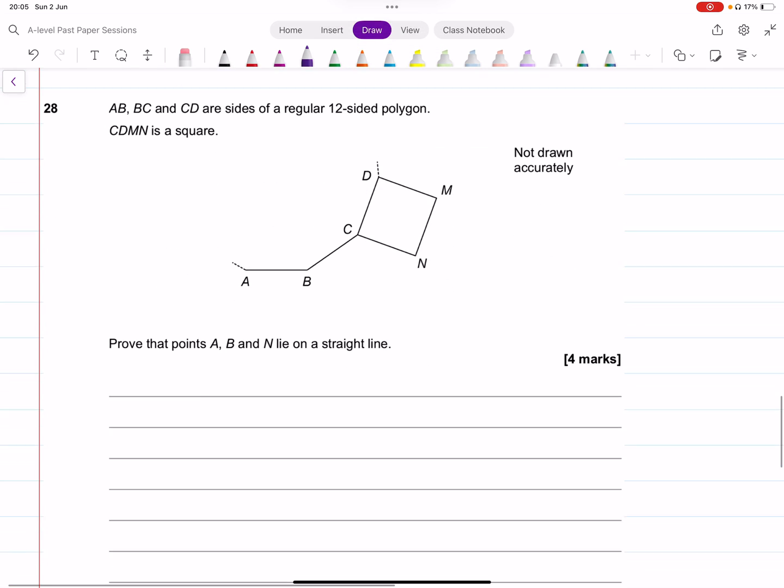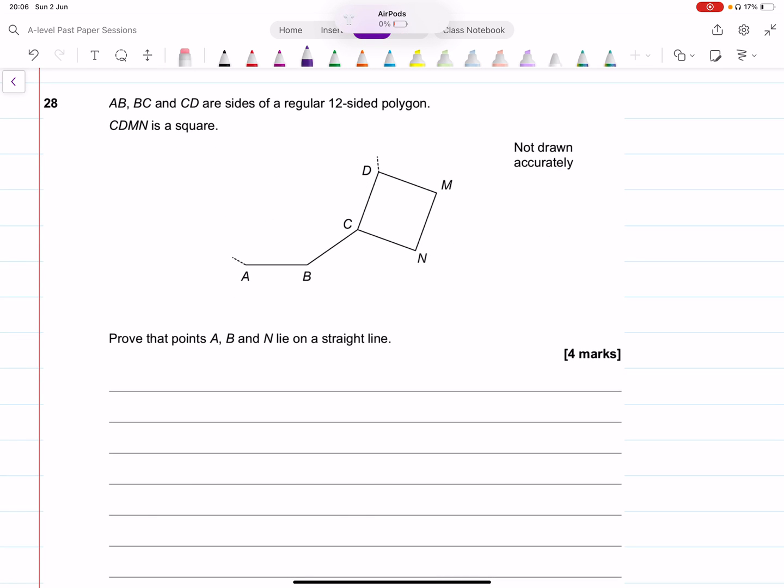Okay, all right, let's move on now. So we have this regular 12-sided polygon. CDMN is a square. Prove that points A, B, and N lie on a straight line. Now, how can we do that? How can we prove that A, B, and N lie on a straight line? It's not drawn accurately, so it's not in a straight line on this diagram. But how can we prove that?